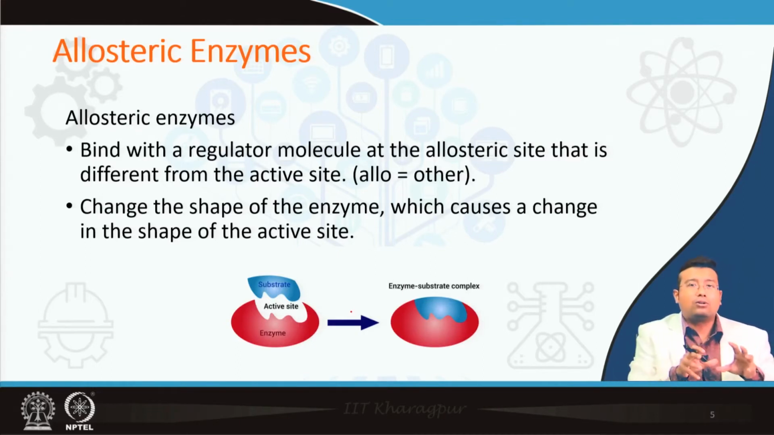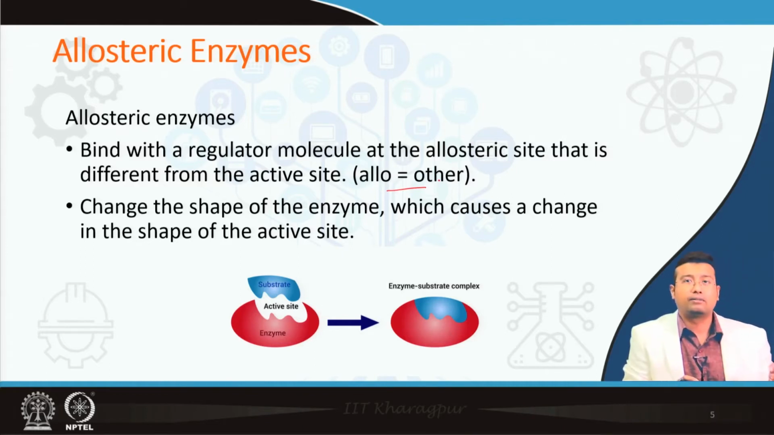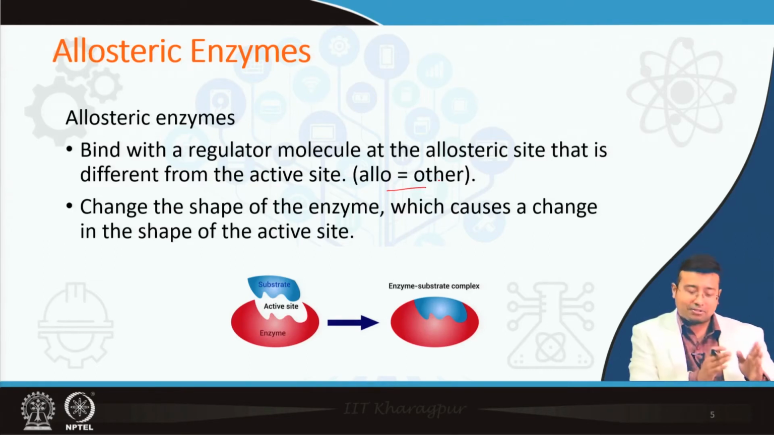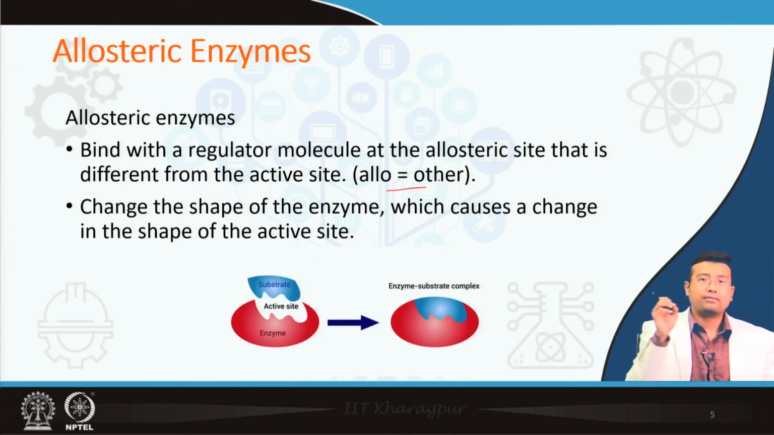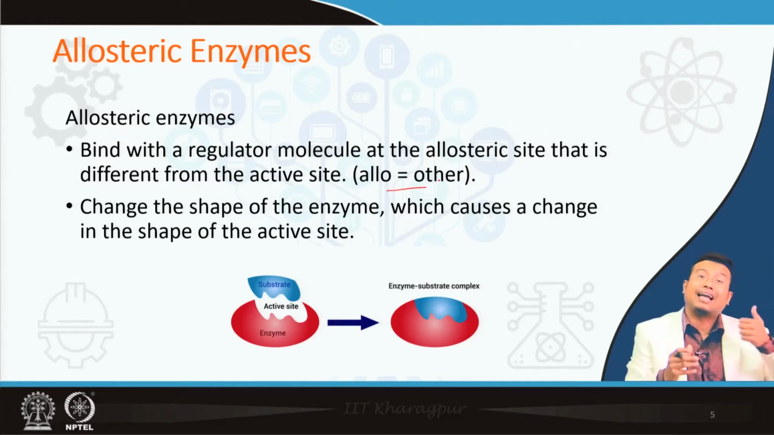The term allo means other. So, there is some regulator molecule, an X factor, that is not a substrate, which will get attached to the enzyme at a site which is not the active site, some other site. From there comes the concept of allosteric. When it gets attached to an enzyme at some other site, it alters the shape of the enzyme, or the shape of the active site, in such a way that the enzyme cannot bind to the substrate like it used to do in an earlier situation.